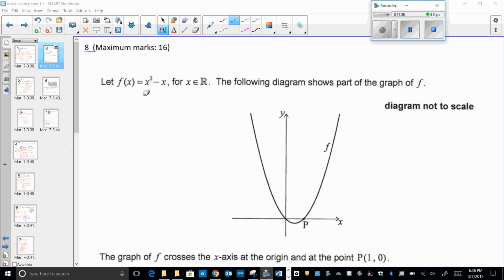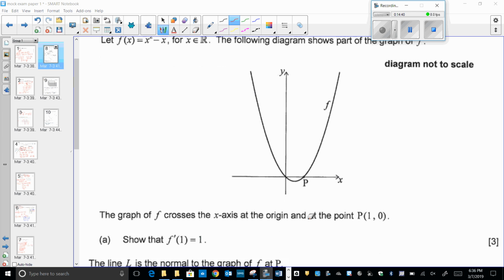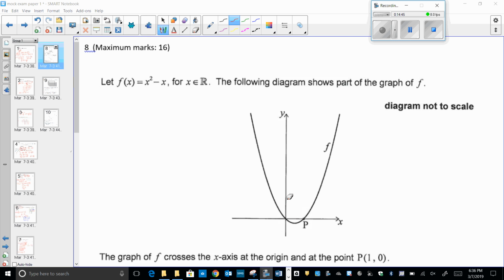Okay, there's our function. Show that f'(1) is 1. So this is where we pick section B. We have to start each new question on a new piece of paper. Obviously I'm not going to because it's a smart document, but please make sure you do follow those instructions when it comes to the exam.